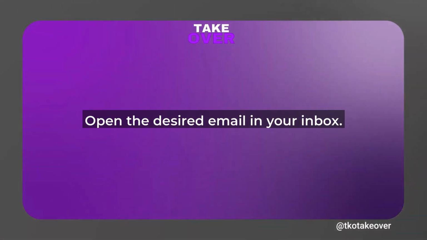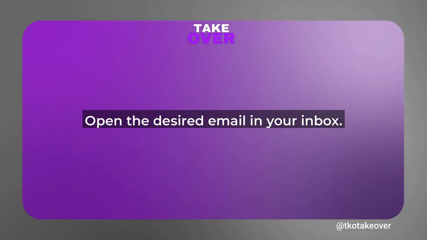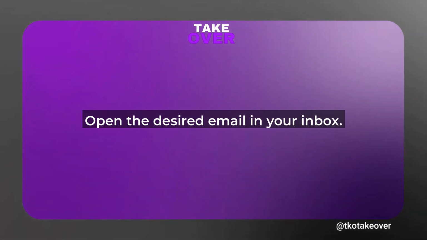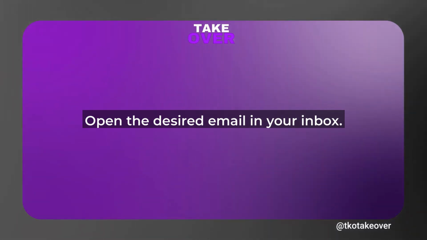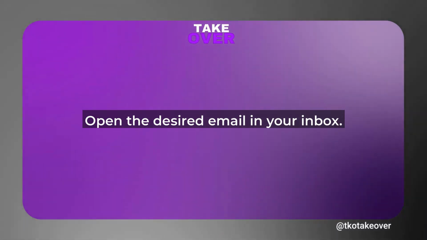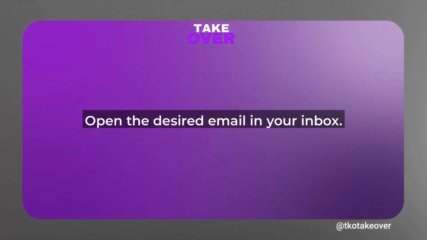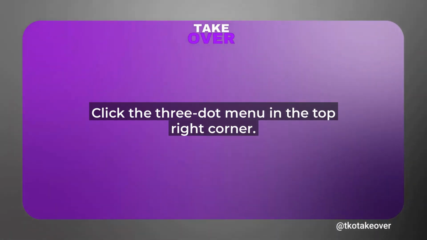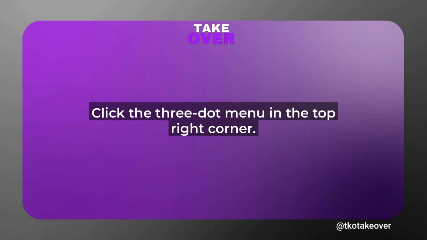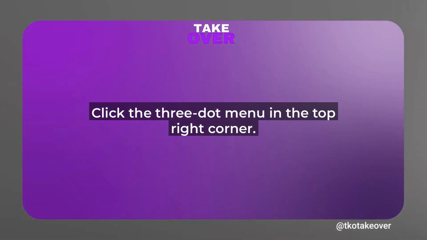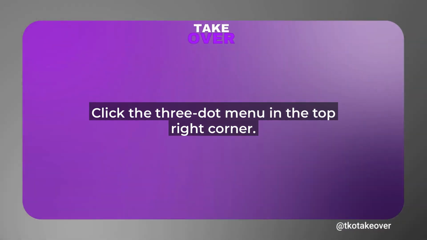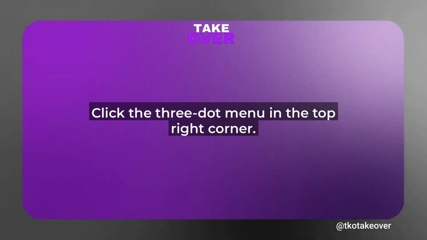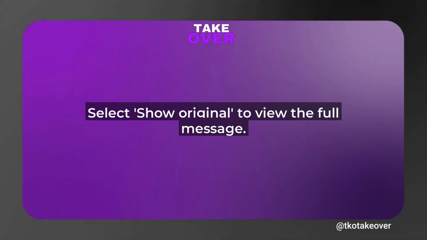Let's jump right in. First, make sure you're logged into your Gmail account on a web browser. We'll use the latest Gmail interface as of 2025, which might have some subtle updates for better user experience, but the core steps remain similar. Start by opening the email you want to inspect. Once it's open, look for the three-dot menu icon in the top right corner of the email window. Click on that, and from the drop-down menu, select Show Original. This will open a new tab or window displaying the full raw message, including the header.